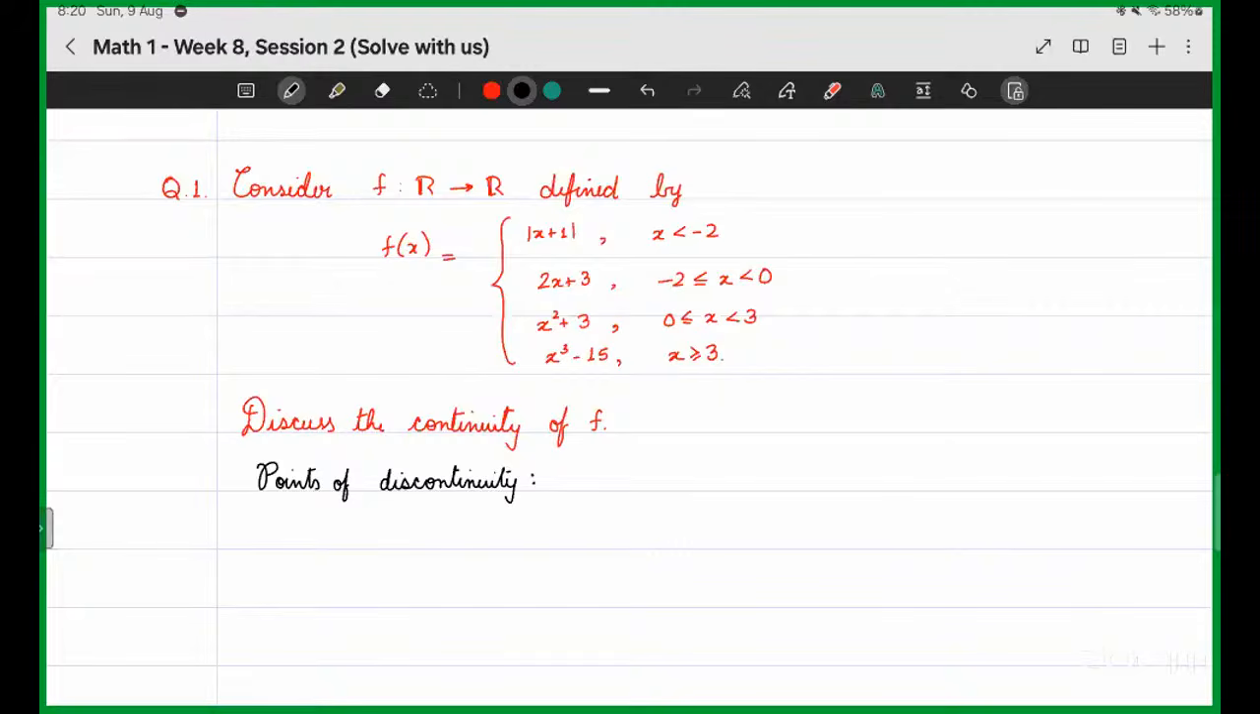So any answers? At what points is this function discontinuous? Sir, -2. And the rest? 3 also. Yes, sir, 3 also. Let's check that. Does anyone have any other answer? All right, let's see.